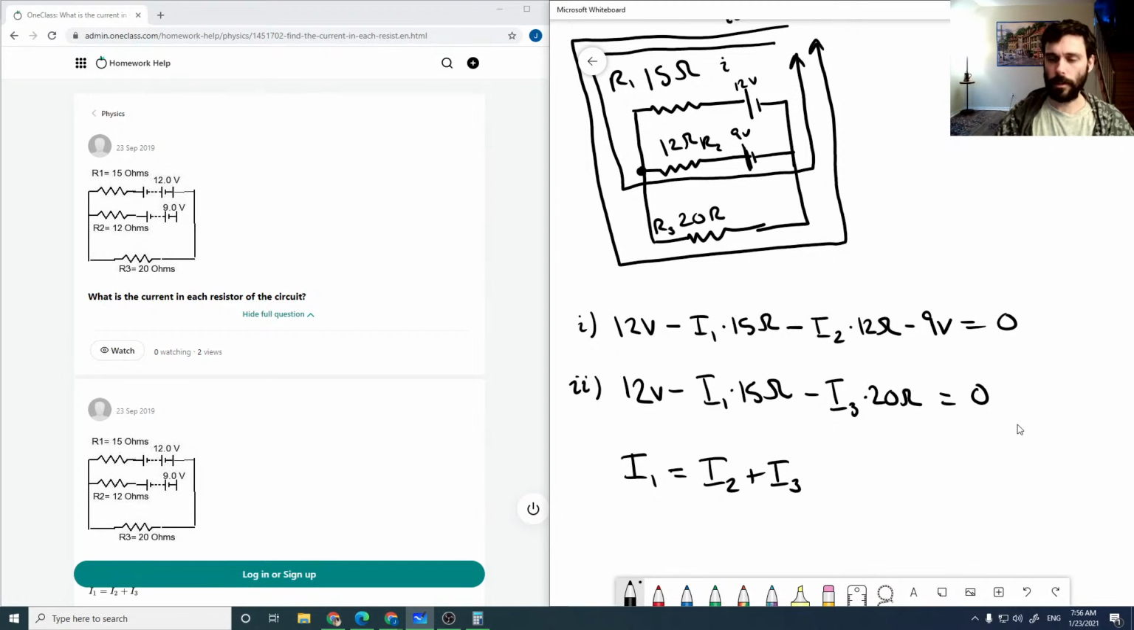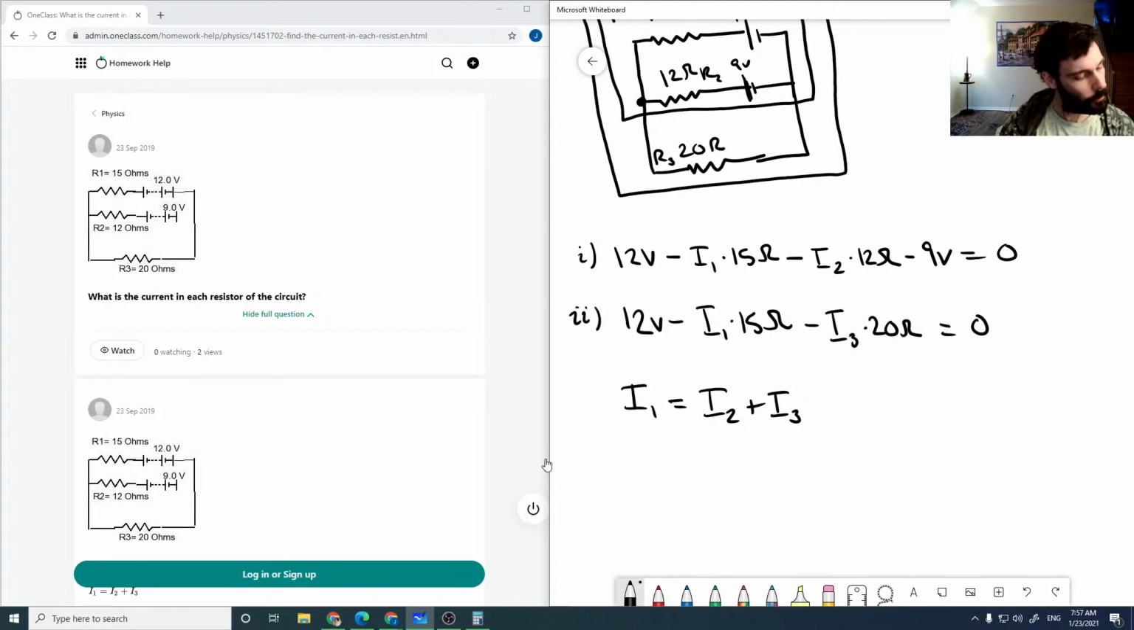In this question, it doesn't matter. I'm solving for all three currents, so I need all three of them. So I'm just going to, first of all, make sure that I am following along. And I believe I am. Okay. So then I'm going to use I2 is I1 minus I3 to simplify.